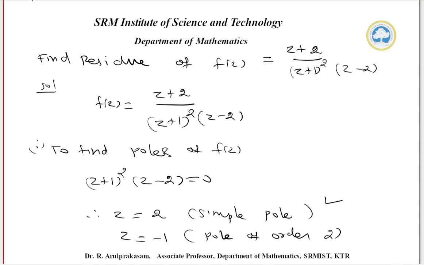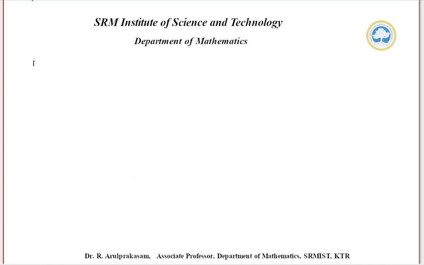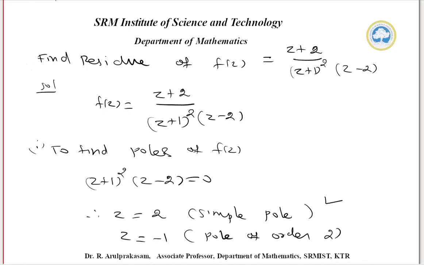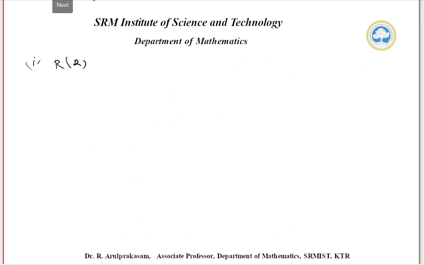Right. So now first I can move on. First one is to find the residue at the point 2. Here 2 is a simple pole or a pole of order 2? Here 2 is a simple pole. So you know the formula, and directly I am writing this answer.